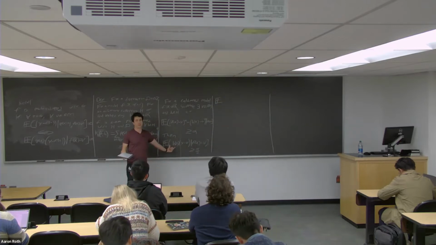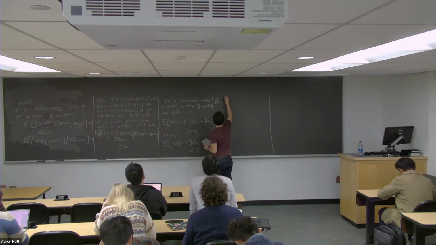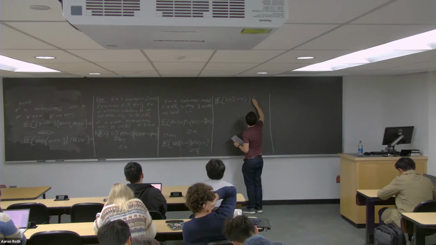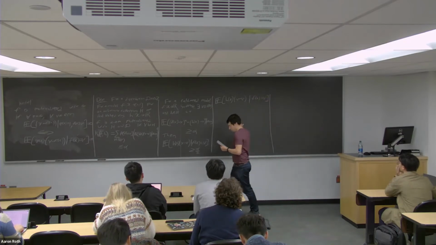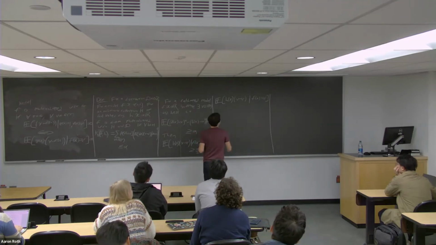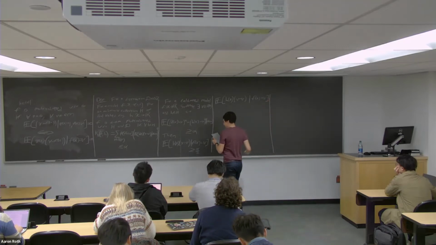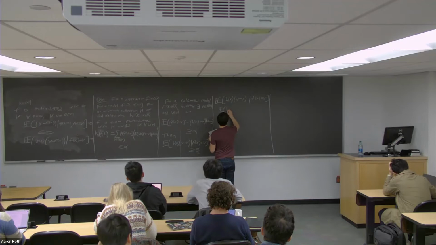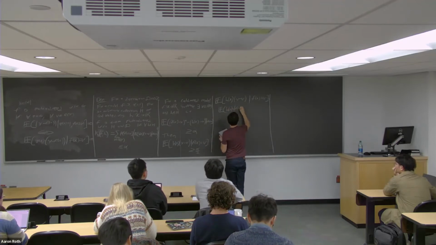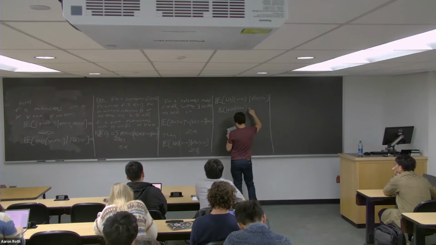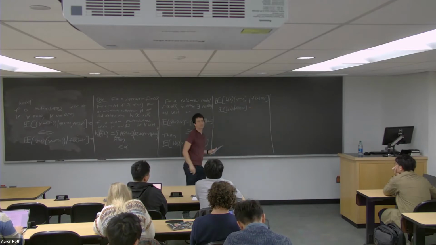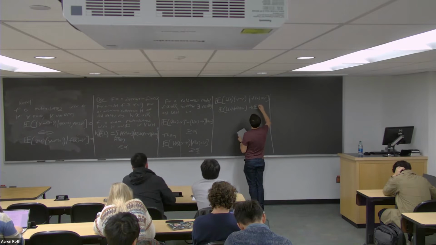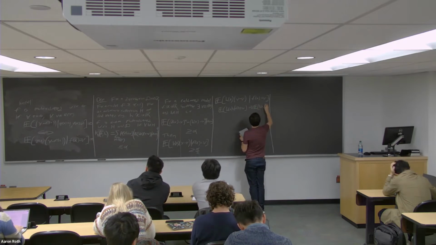Let's start with this thing. We want to argue that this thing is big. All right, so we've got the expectation of h of x times y minus v, given that f of x is v. And I can just write that as the expectation of h of x y, given that f of x is v, minus v, which is a constant that can come out of the expectation, minus v times the expectation of h of x, given that f of x is v.